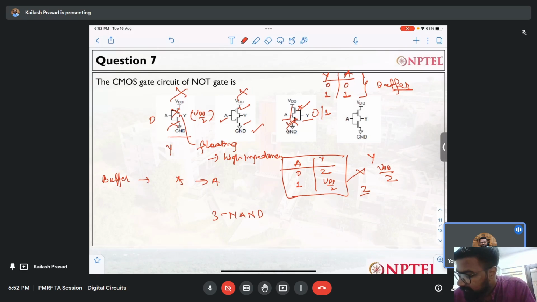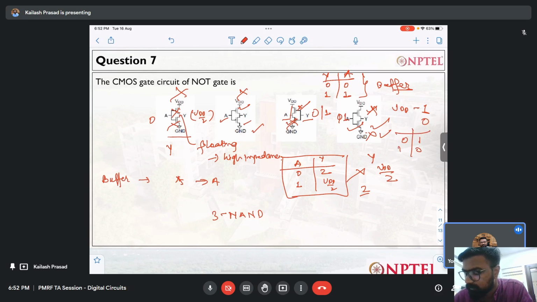So this is clear. The final one is the answer. It is perfectly correct logic. You provide 0 here, this will be on, this will be off, and the output will be full VDD. VDD is nothing but 1. You provide 1 here, this will be off, this will be on, the NMOS will be on, and you will get 0 here. So for 0, you will get 1, and for 1, you will get 0. And the answer is the fourth circuit, that is a NOT gate.